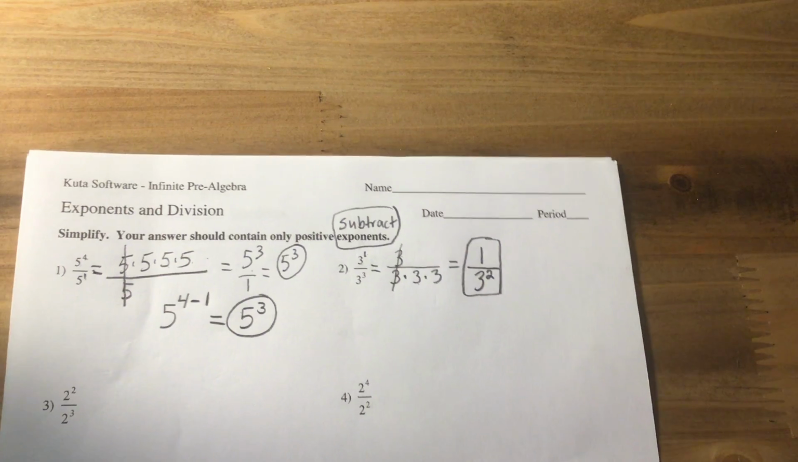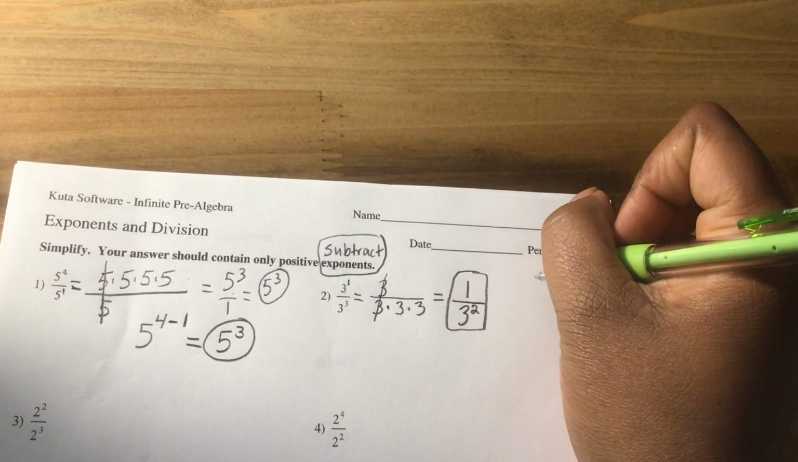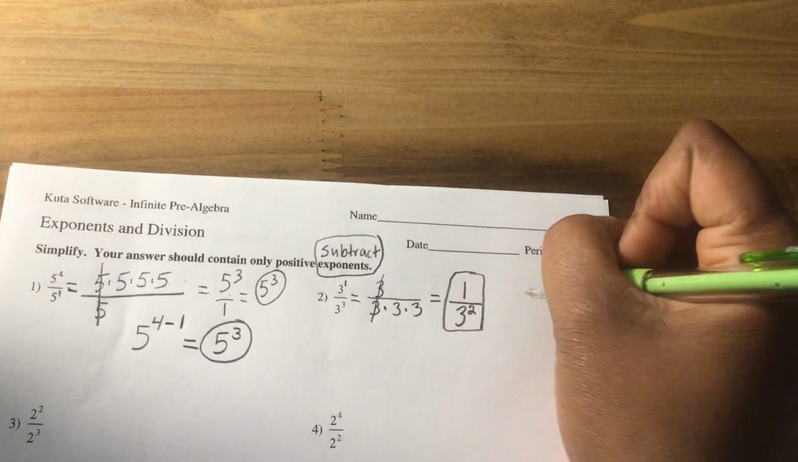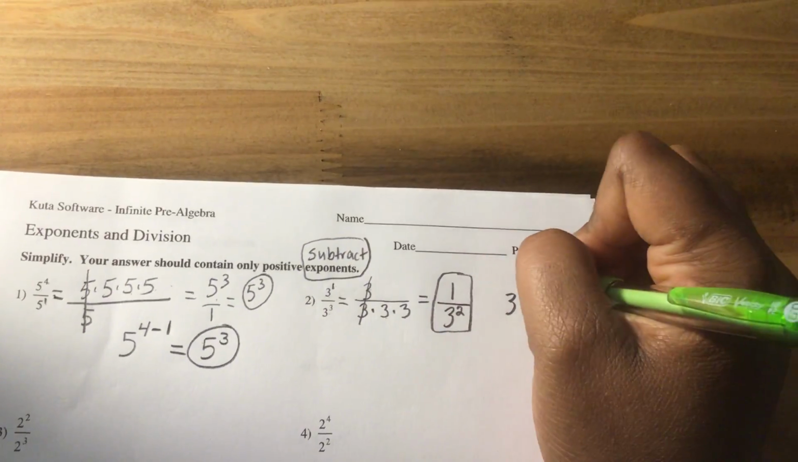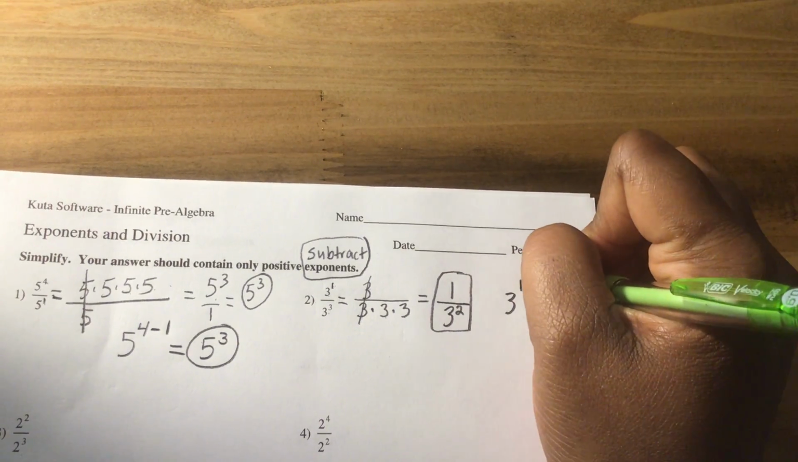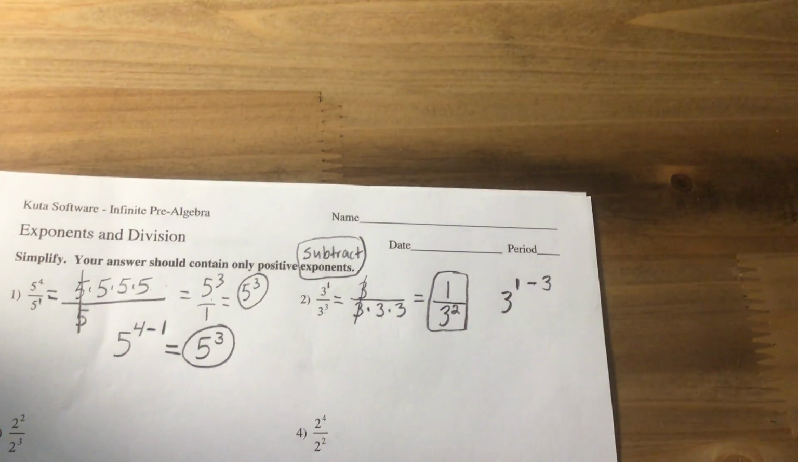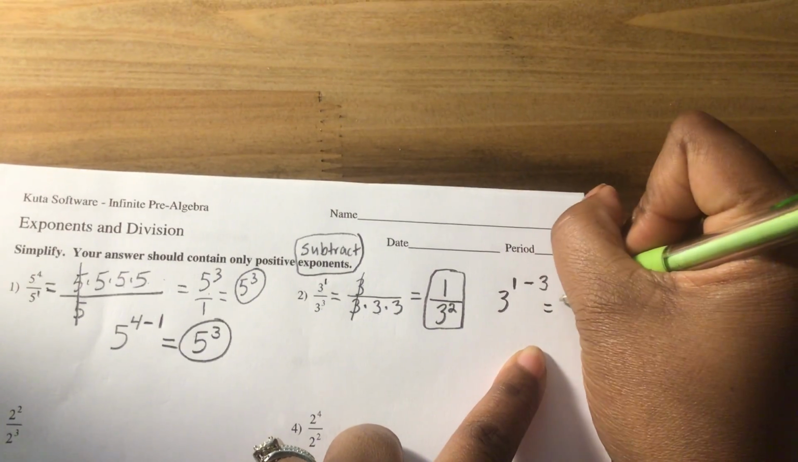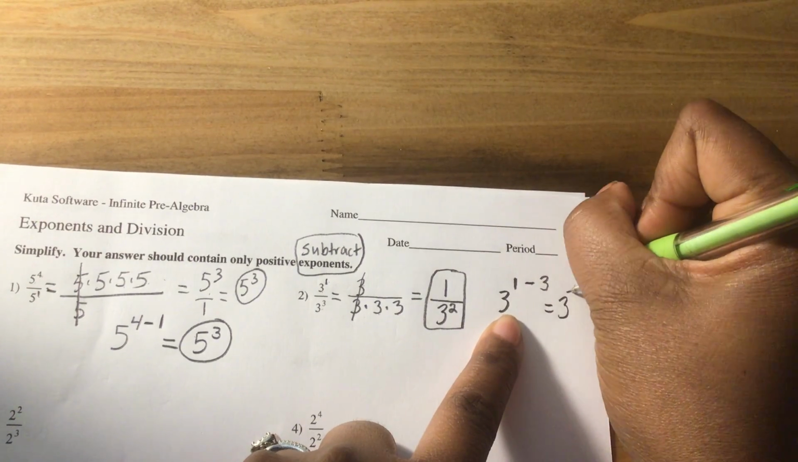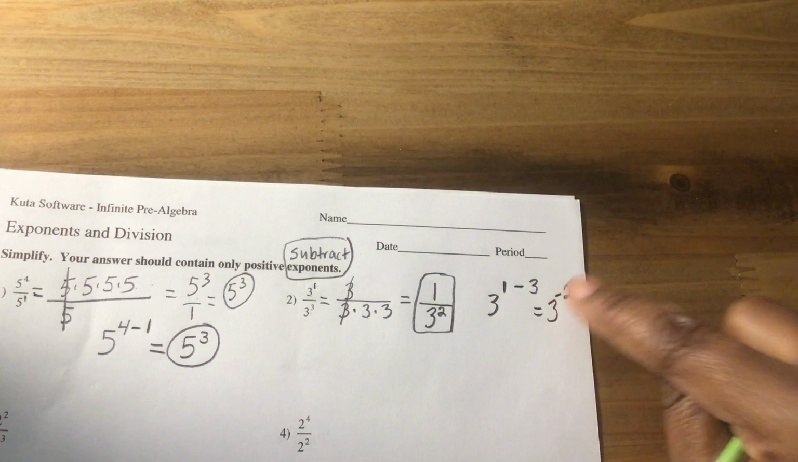Okay? All right. So let's look at how to do the shortcut. The bases are alike. The top number is 1, so we got 1 minus the bottom number, 3. Okay? So this is going to be 3 to the negative 2 power. Now notice that the exponent is negative.